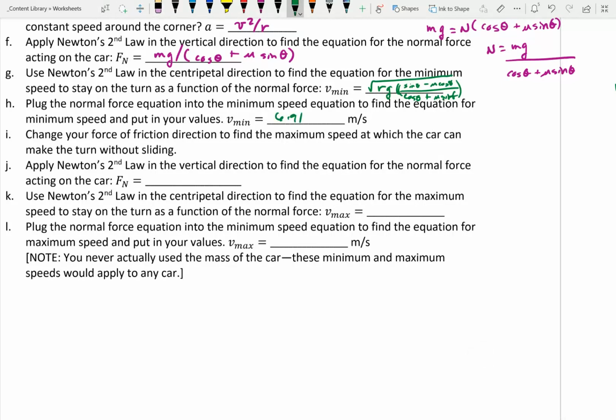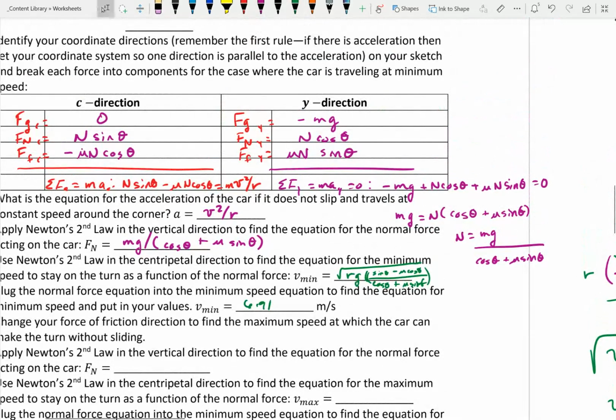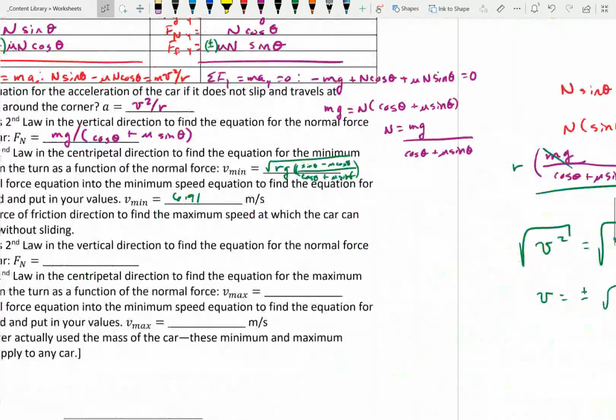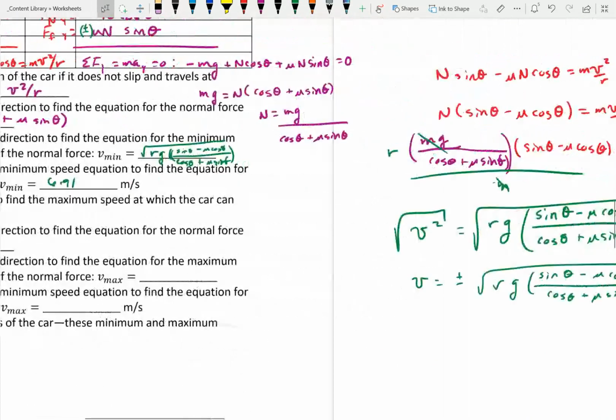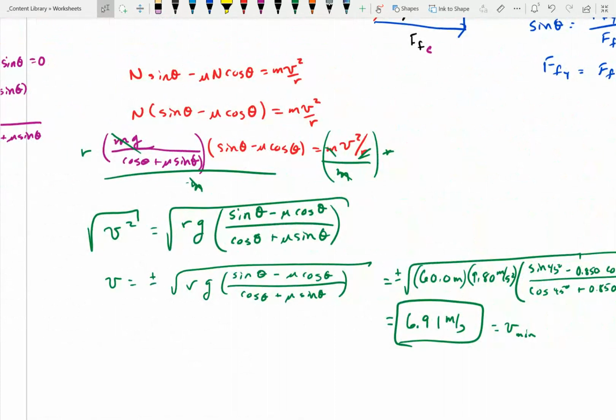Now, change your force of friction direction to find the maximum speed at which the car can make the turn without sliding. So what this is going to do is come back here and change the signs of those two: minus plus and plus minus. If we change those signs, then every term that has a mu with it is going to have the sign reversed. So I can jump right to the quick of it by recognizing that it's going to change the signs of these two terms.